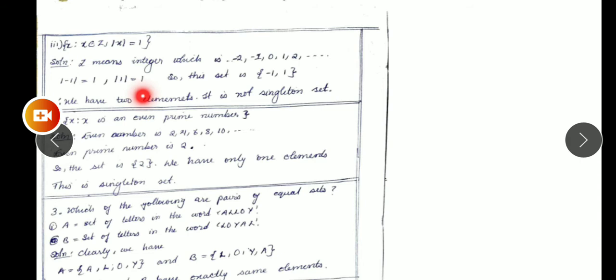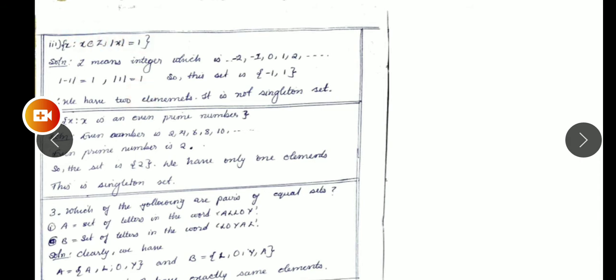We shall move on. Question number 2, sub number 3. X belongs to Z, modulus of x is equal to 1. Z means integer, which we all know. So modulus of minus 1 will be plus 1, and the plus 1 will also be plus. As we put minus 1 here, we can answer this one. As we put plus 1, we can answer this one.